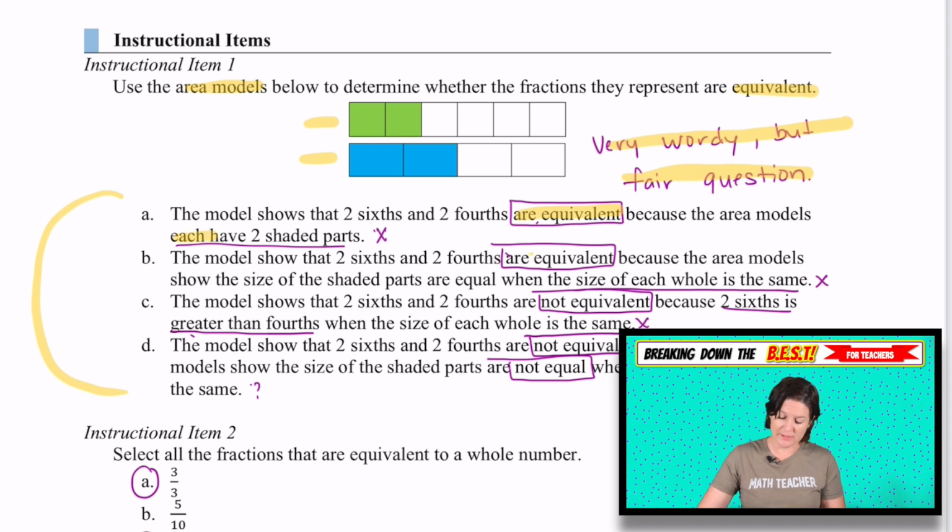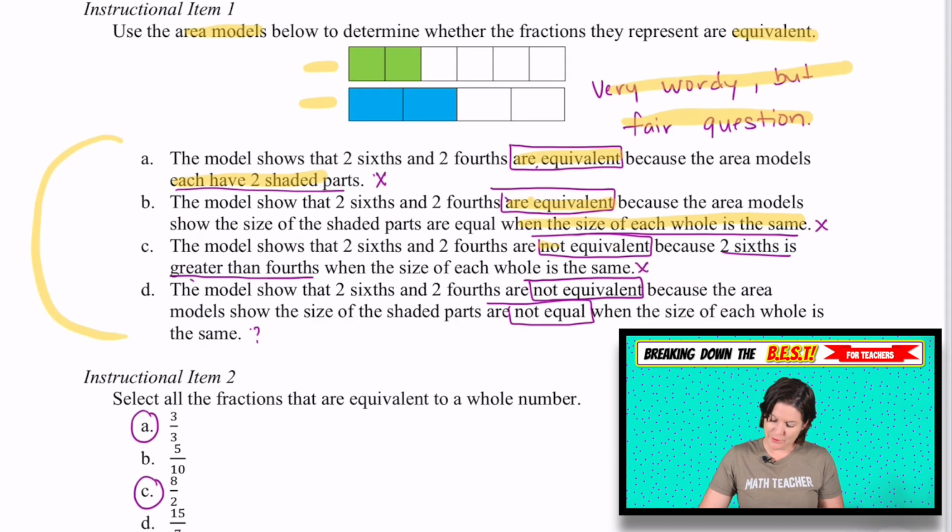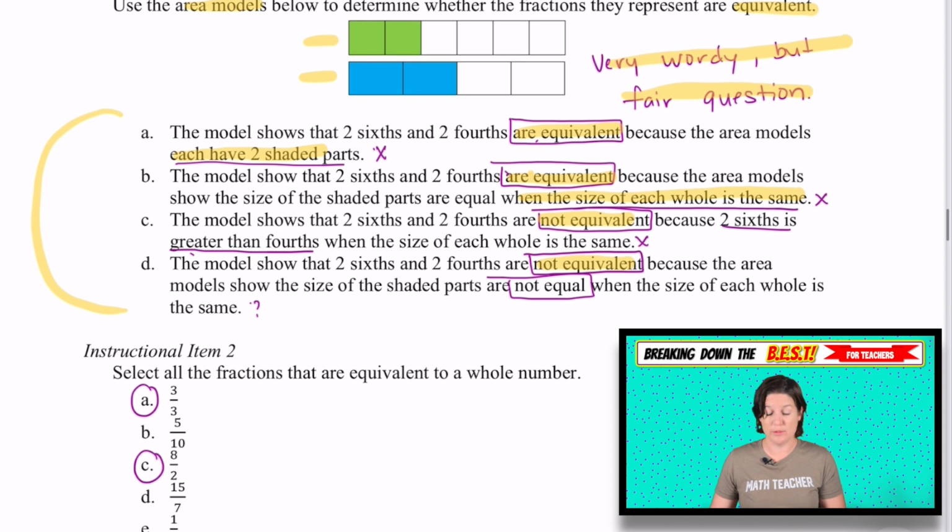But this is a common misconception, that because they have two shaded parts, maybe students would think that. Again, here we have are equivalent because the size of each whole is the same. That is true, but they're not equivalent there. Here we've got two not equivalents, and you have to be able to read them carefully. So again, really taking time to break down and read these items carefully is what could definitely trip students up.